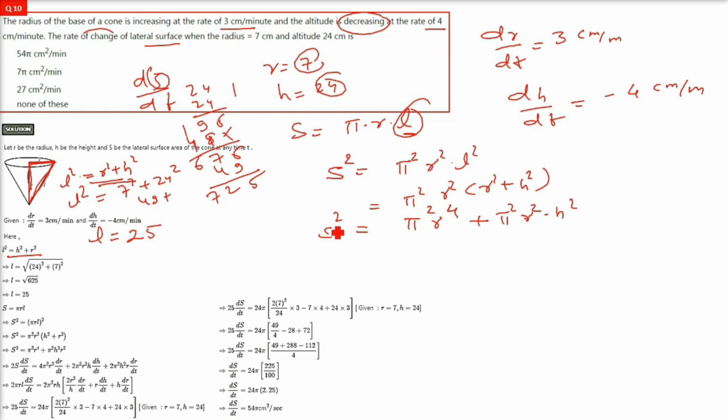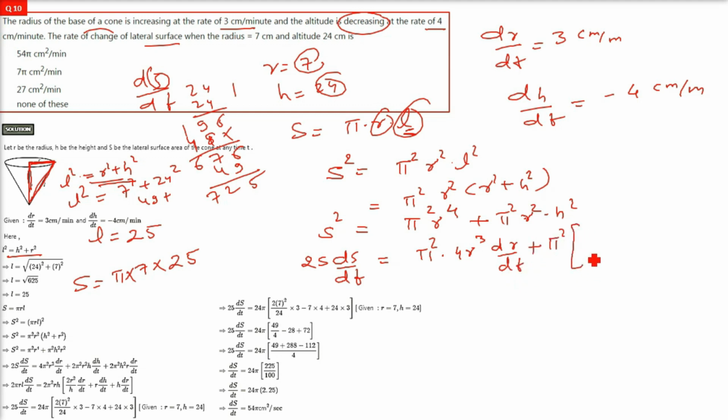So s square equals this one on the right hand side, and r is given. L also we have found out. So s is pi into r into L. Pi, what is r? 7. L we have found out as 25. So in place of s, because we are going to differentiate s square, it will be 2s ds by dt. So we need to have s, that is the lateral surface area. Pi square, differentiation of r to the power 4 is 4r cube dr by dt. Then pi square. Then inside this we have r square h square. So r square, differentiation of h square is 2h dh by dt, plus now h square will come out. Differentiation of r square is 2r dr by dt.